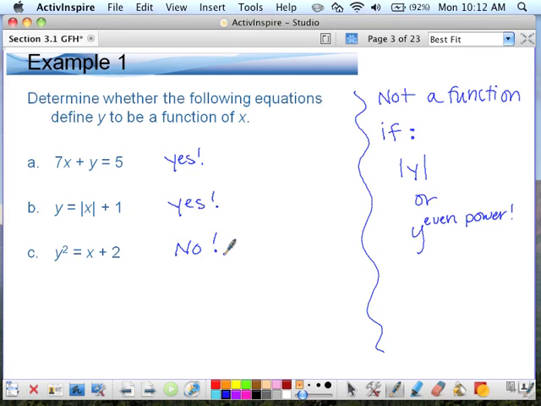And if you remember graphing these, this will graph as a line. This one will look like a V. But what does something that has a y squared look like? It ends up looking like a sideways parabola. And notice, we learned last unit, that does not pass the vertical line test. So that's why it is not a function.